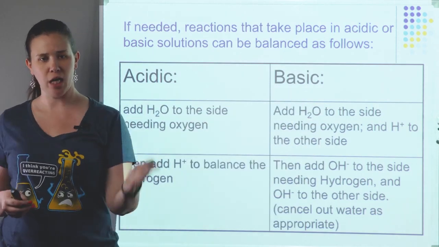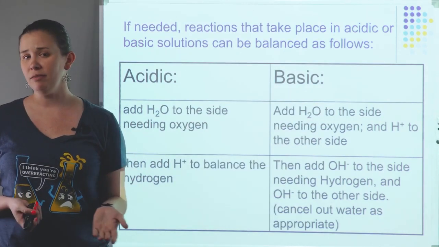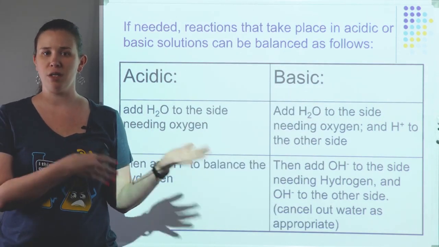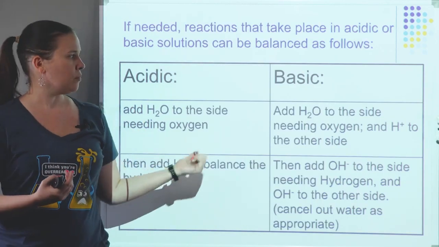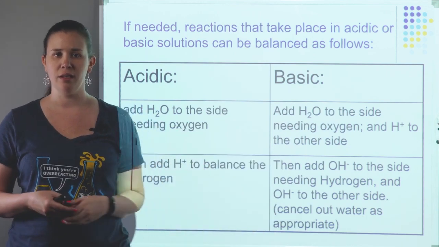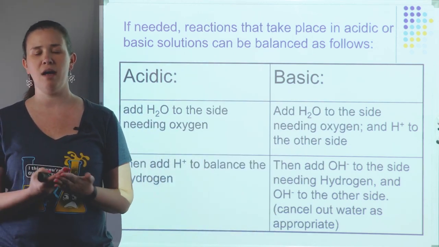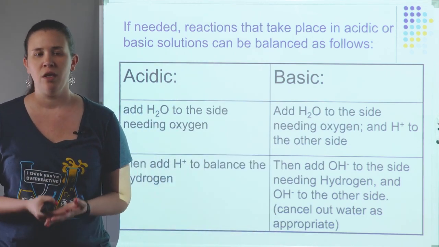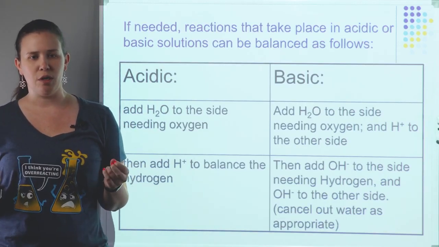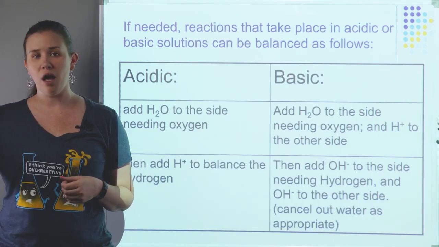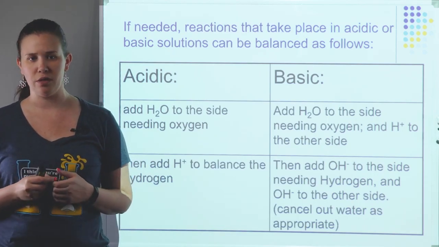If you want to make it a basic solution, you're going to go through those same exact steps. Fix your oxygen, fix your hydrogen, but then we don't want to leave it as a hydrogen ion because that would make it acidic. So how do I neutralize that acidic solution? I need to add hydroxide. And you add as many hydroxides as you have hydrogens so that they cancel out. That's then going to usually create water on both sides of the equation that you have to watch out for. And then on the other side, you're also going to add hydroxide.